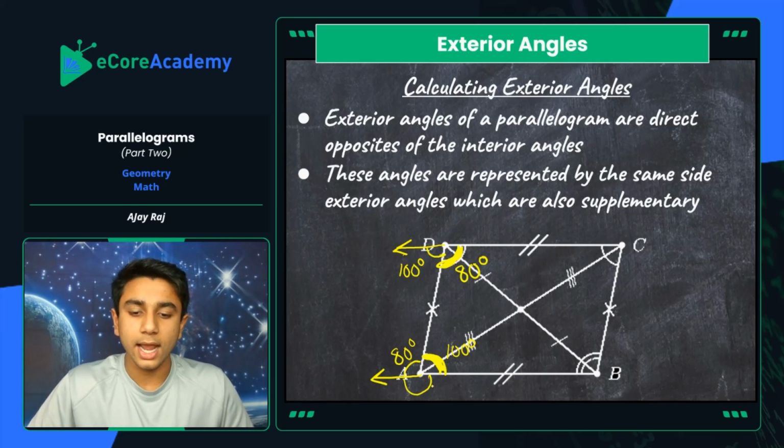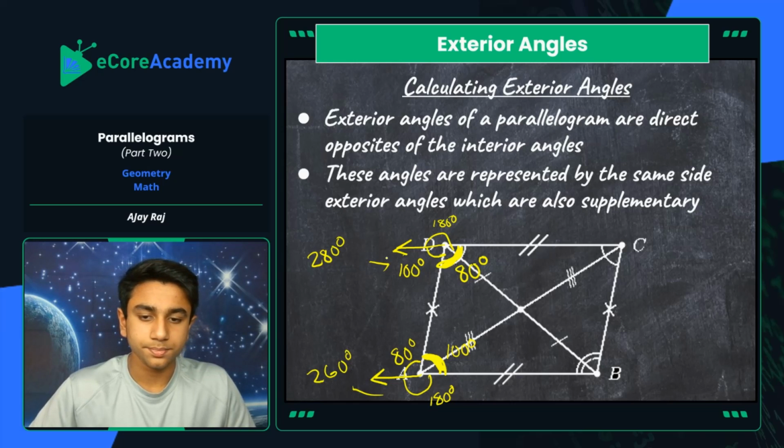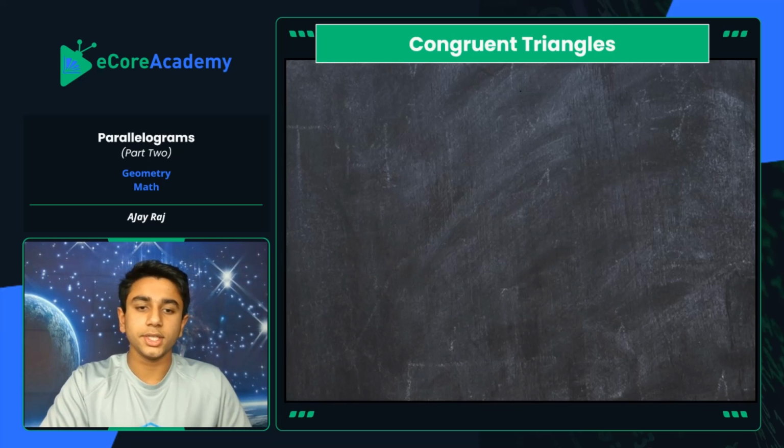And what we can do is add that to our 180-degree external angles that are on the opposite side to get our grand total for our external or exterior angles to be 280 degrees and 260 degrees right here. All right, moving on to the next slide.